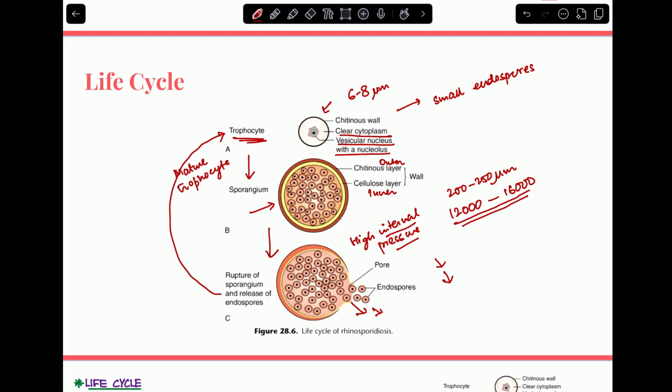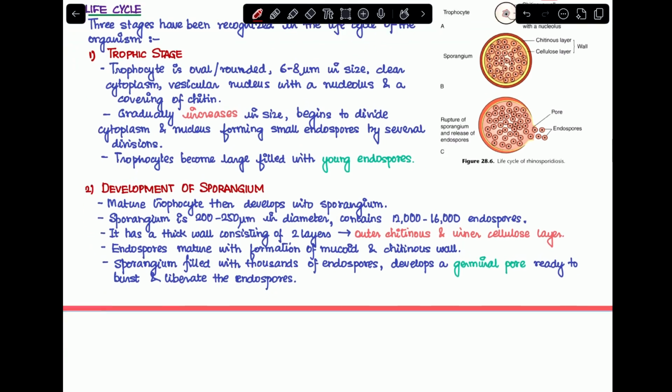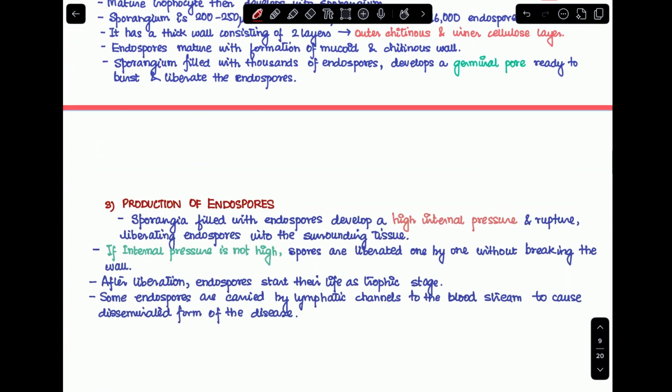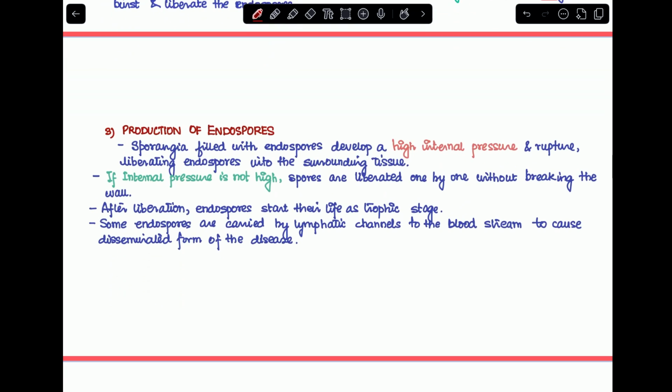And these endospores, after they have been released, are carried by lymphatic channels to the bloodstream, and then it causes the disseminated form of the disease. So this is about the life cycle of Rhinosporidium. It has three stages: trophic stage, the development of sporangium, and the bursting of sporangium to release the endospores into the surrounding tissue, and hence it is carried by lymphatic channels to the bloodstream and causes the disease.